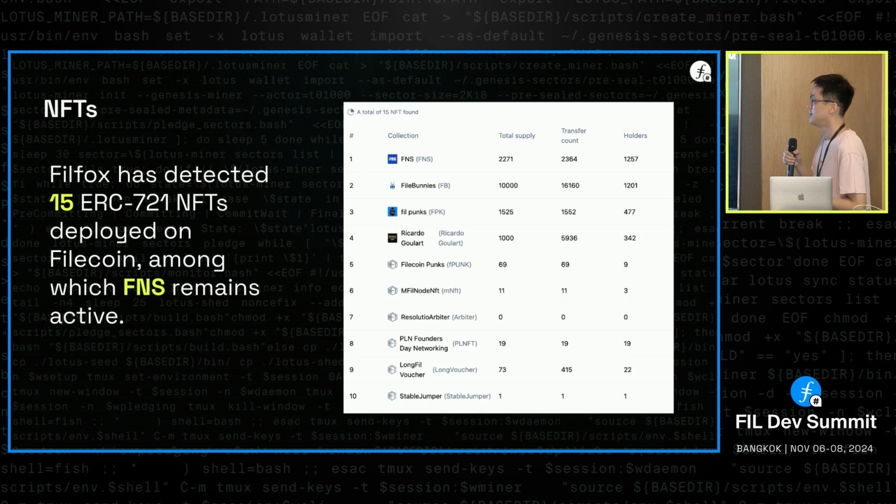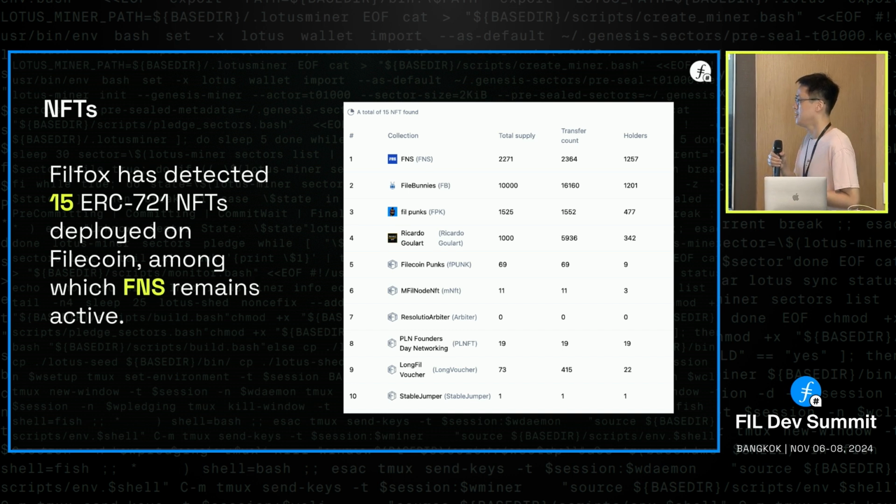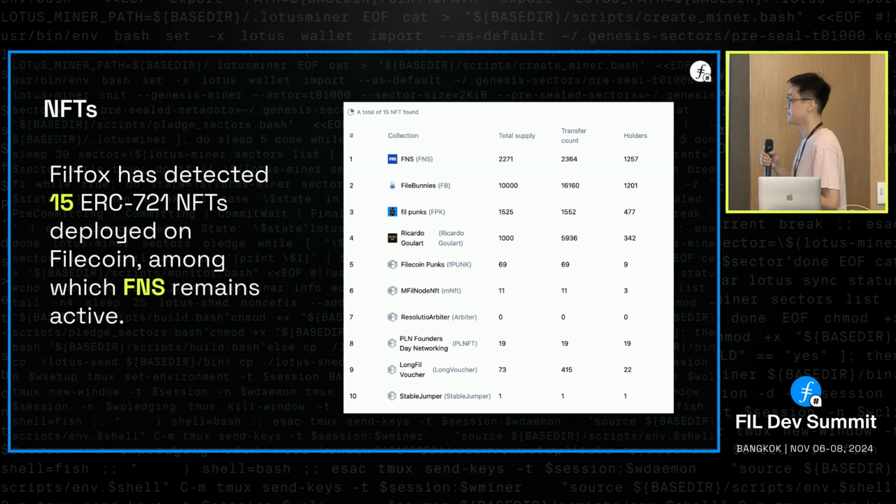still active. And for the NFTs on Filecoin, we have detected 15 ERC721 NFTs deployed on Filecoin, among which only FNS, which is Filecoin Naming Service, also launched by us, remains active in the past week.